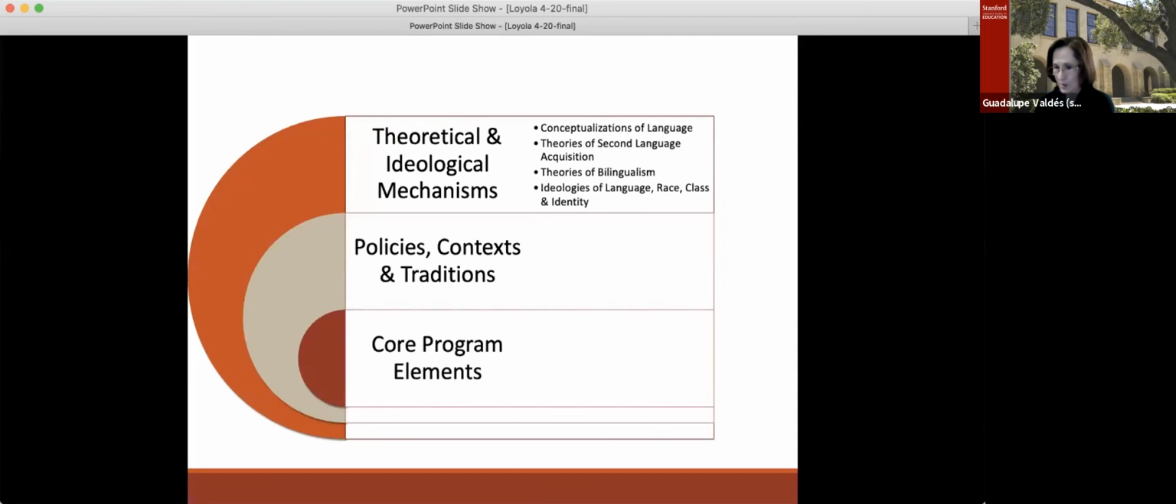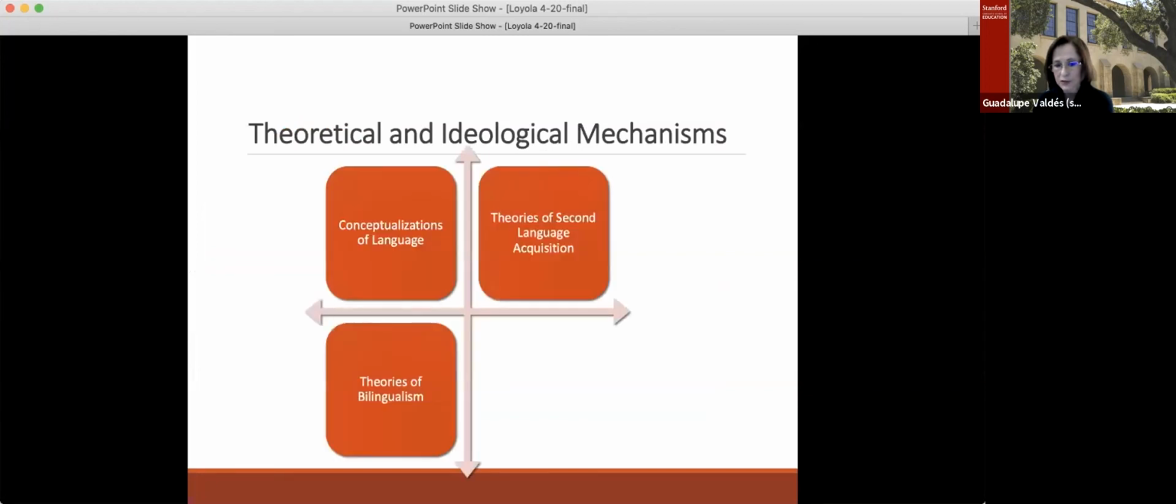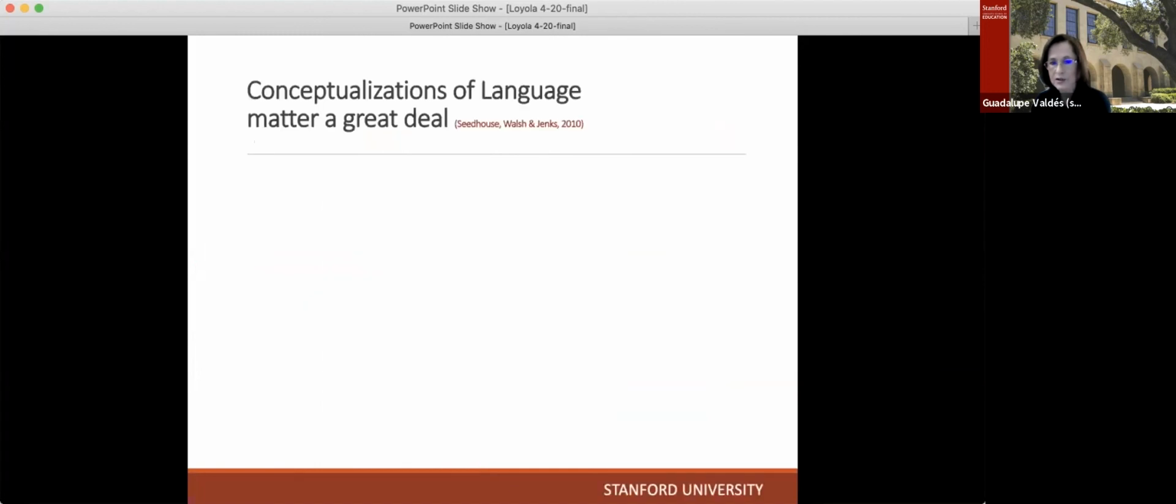But what also impacts what we do in our classrooms are what I call the theoretical and ideological mechanisms. And these include conceptualizations of language, theories of second language acquisition, theories of bilingualism, and ideologies of race, language, class, etc. So let me say a little bit about those. Theoretical and ideological mechanisms include these four things: conceptualizations of language, theories of second language acquisition, theories of bilingualism, and these ideologies. So let me begin with conceptualizations of language.